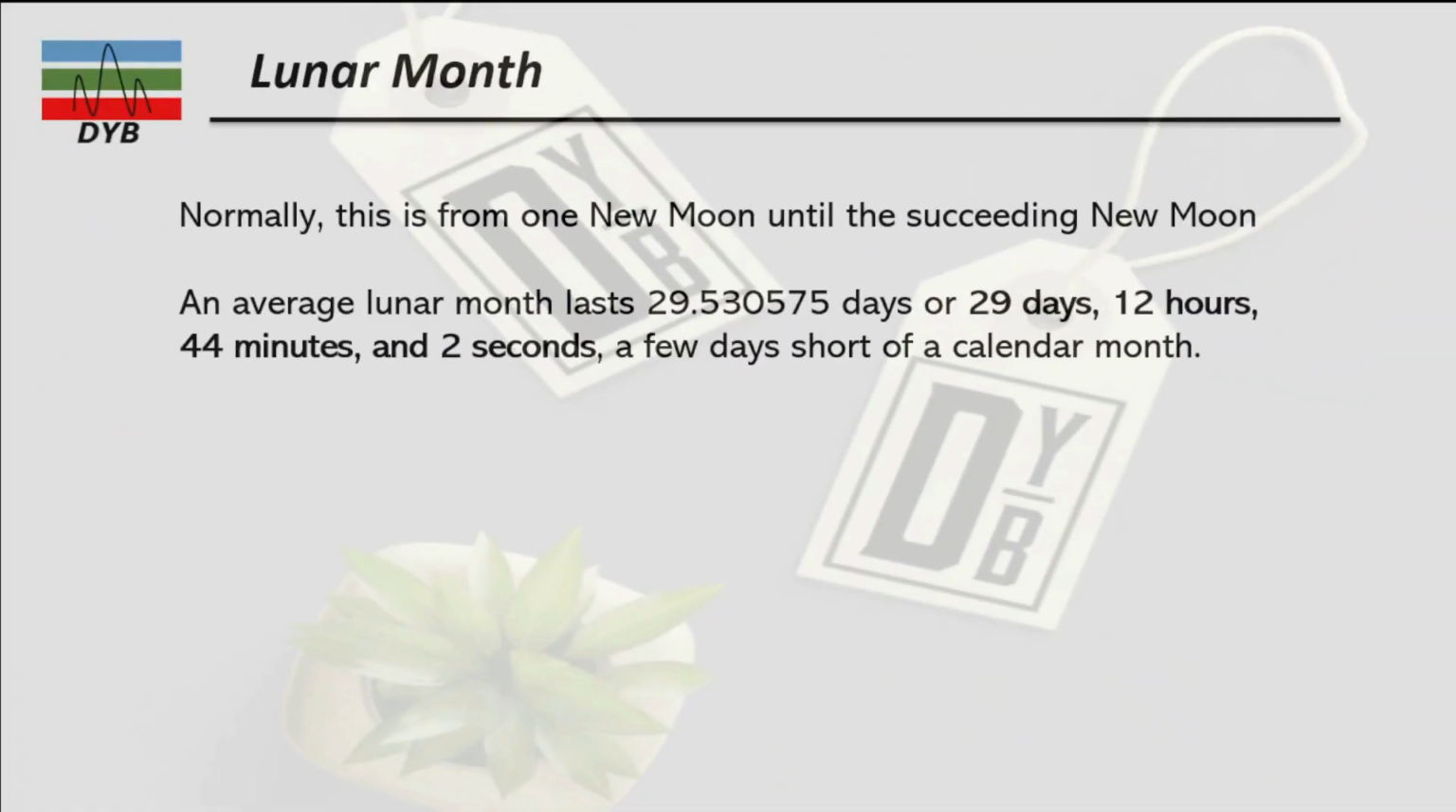And now we look at the lunar month. The lunar month is normally from one new moon until the succeeding new moon. An average lunar month lasts 29.53075 days, or around 29 days, 12 hours, 44 minutes and 2 seconds. Days are shorter than the calendar month.